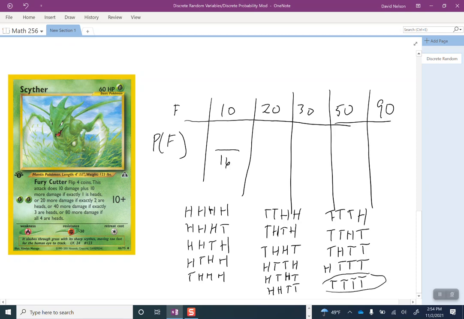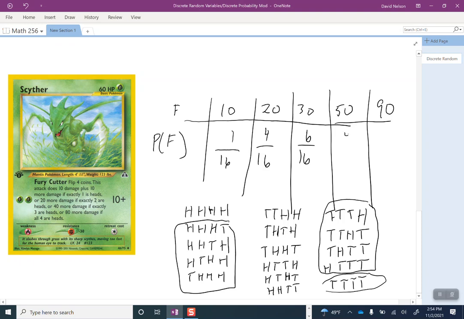And in this situation, I'm only doing 10 damage. So there's 1 out of 16 chances that I'm doing 10 damage. These are the ones where you're getting 1 heads, and there's 1, 2, 3, 4 of them. So there's a 4 out of 16 chance of doing 20 damage. 1, 2, 3, 4, 5, 6 possibilities. 6 out of 16 chance that you're going to get exactly 2 heads and do 30 damage. There are another 4 options here where you're going to do 50 damage. And then there's that one rare option where all 4 are heads and you do 90 damage in there.